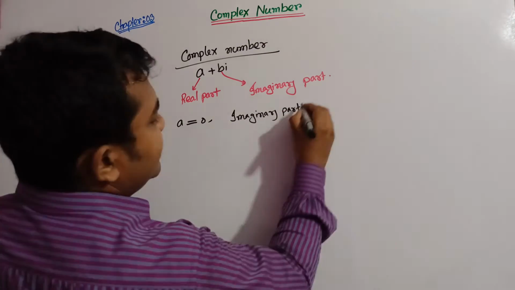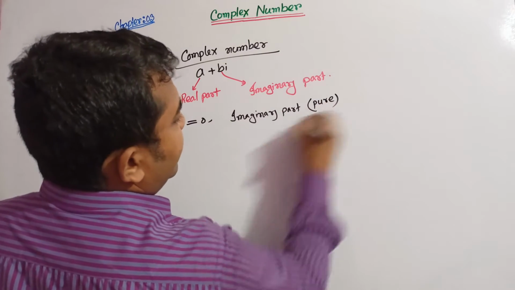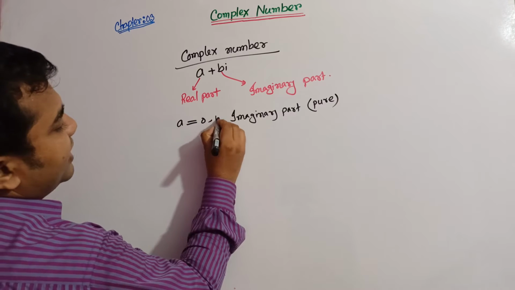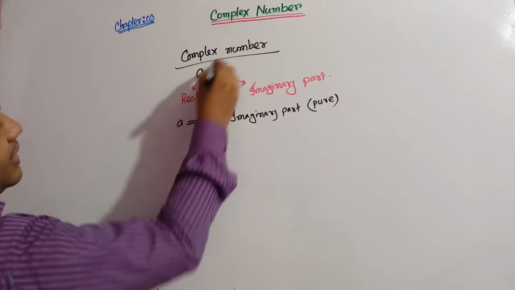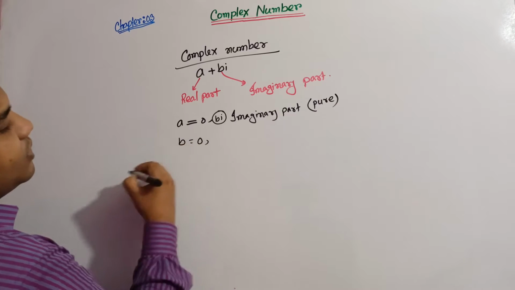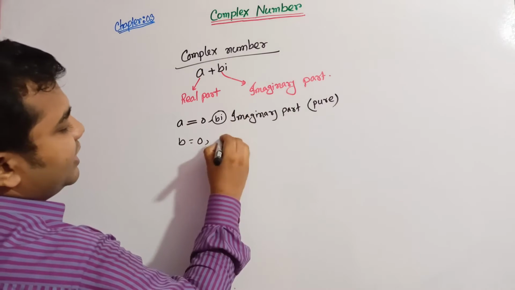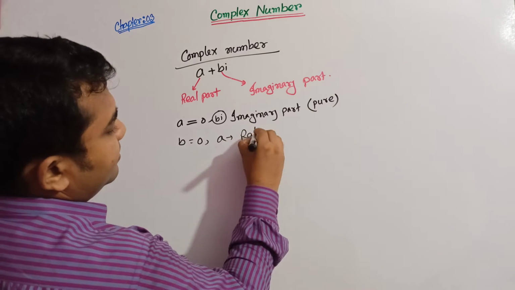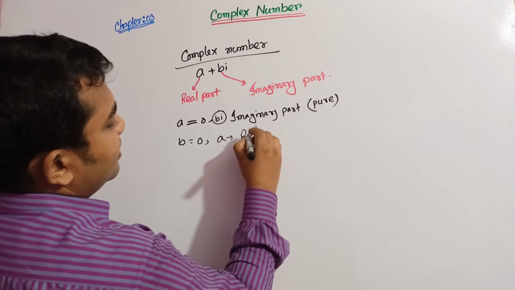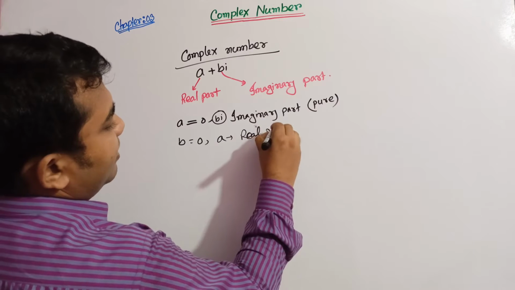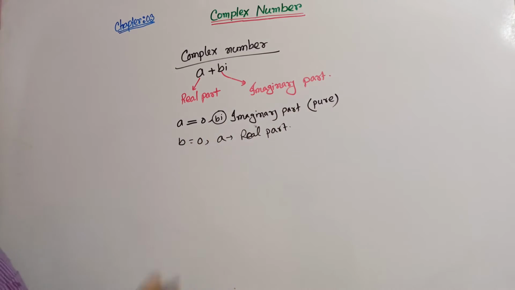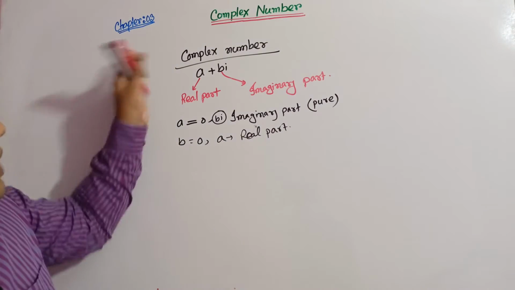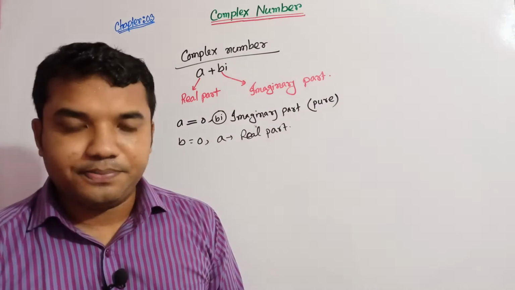Since a is equal to 0 in this pure imaginary part, 0 plus bi gives only bi. And if b is equal to 0, then this part will be 0, so we get a, and that is the real part. So this is the pure imaginary part and this is the real part, and the combination of these two is actually the complex number.